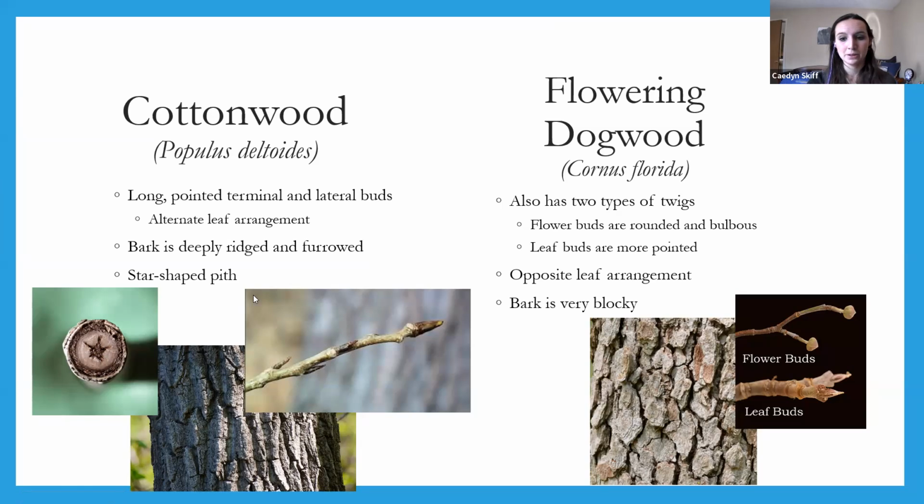They have very long terminal and lateral buds. You can see they point along the twig. Again, they have that alternate leaf arrangement. Cottonwood has this really deeply ridged bark, and I can occasionally misidentify it as a tulip poplar because tulip poplars also have that very deep ridged bark, and they're in the same family.